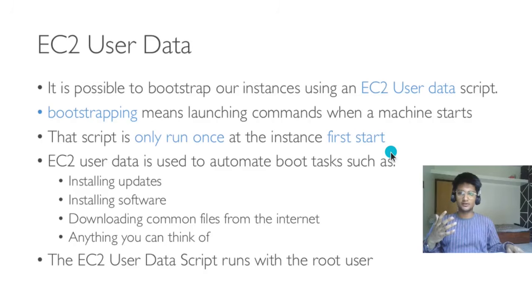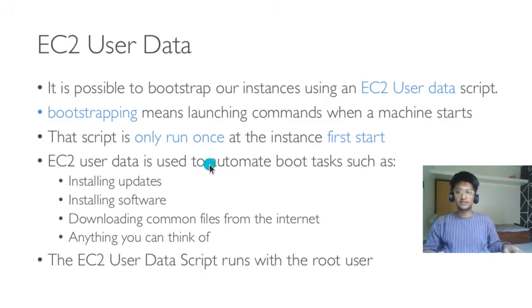So move on. What is user data? It is possible to bootstrap our instances using EC2 user data. Bootstrapping means launching commands when the machine starts. So let's say you want to install Git on it. What you will do is create a server, and then go into the server and run the command for Git. But if you want to have it pre-configured while launching the instance, you can use bootstrapping, and you can create a command where you say you want to install Git, you want to create folders, you want to create files, something like that, and you can do that using EC2 user data.